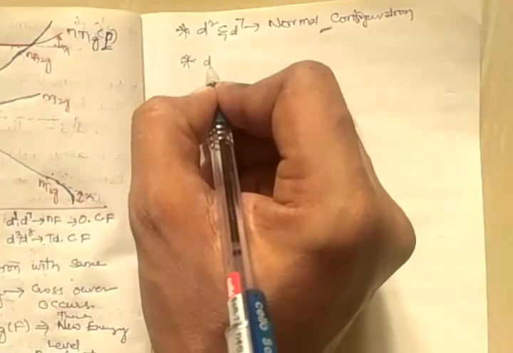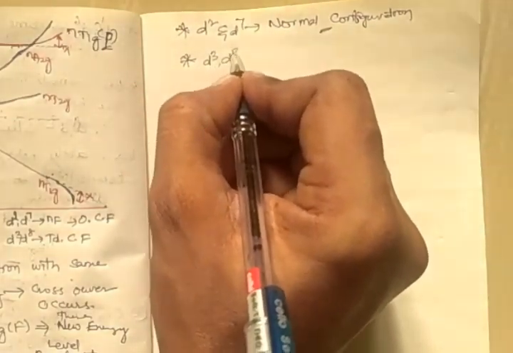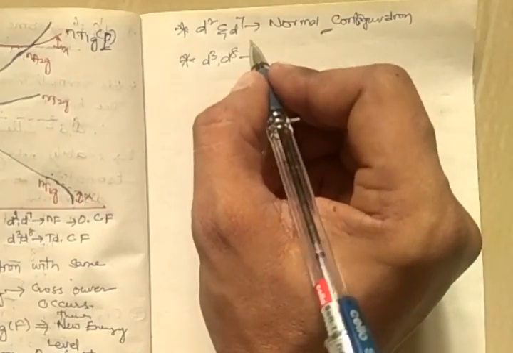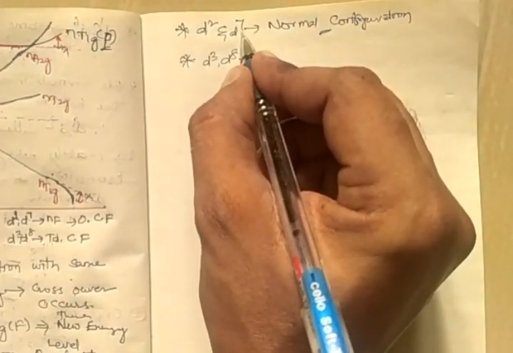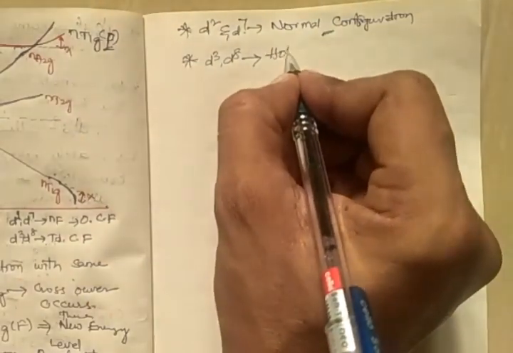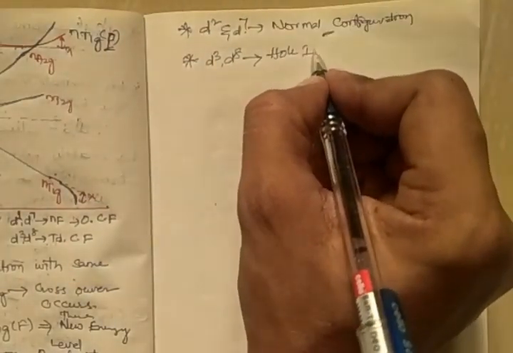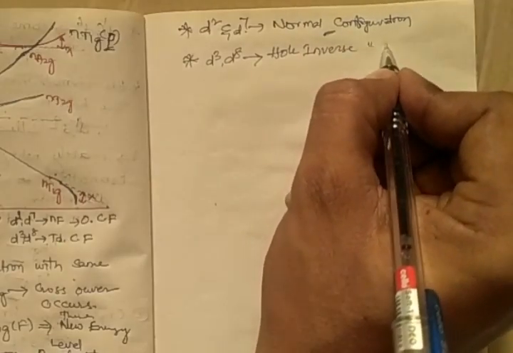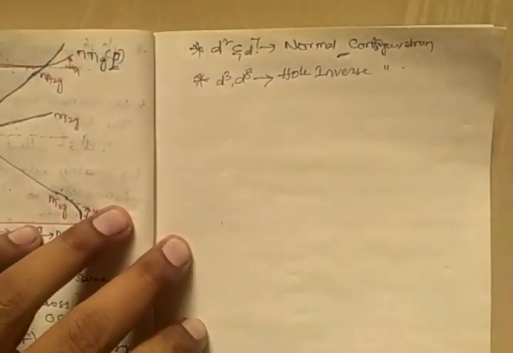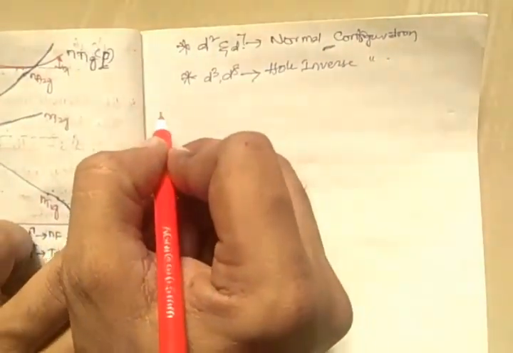When it comes to D3, D8 configurations, the splitting pattern is reverse to the D2, D7 configurations. So these two configurations will be called inverse configurations, right? That's how the second Orgel diagram is. Now next we will go with the third Orgel diagram.